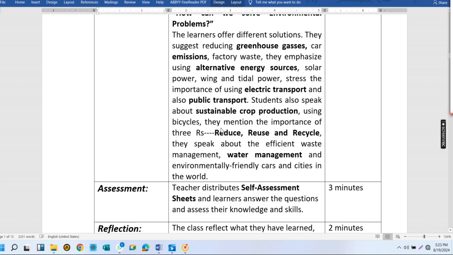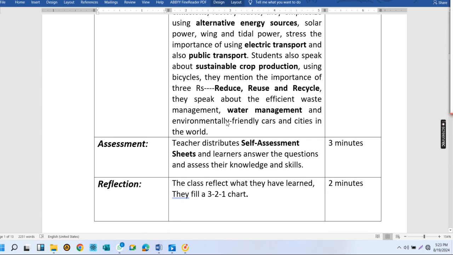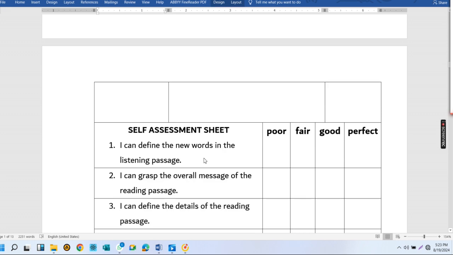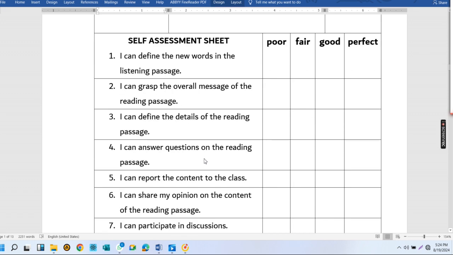And then we shall have a reflection stage at the end of the lesson. I shall use the 3-2-1 method, and we shall reflect on what we have learned in our lesson, and my learners will fill in a 3-2-1 chart, and as an assessment I shall use a self-assessment checklist, and I shall distribute self-assessment sheets to my learners. They will answer these questions, and in this way I shall evaluate them. And this is my self-assessment sheet.